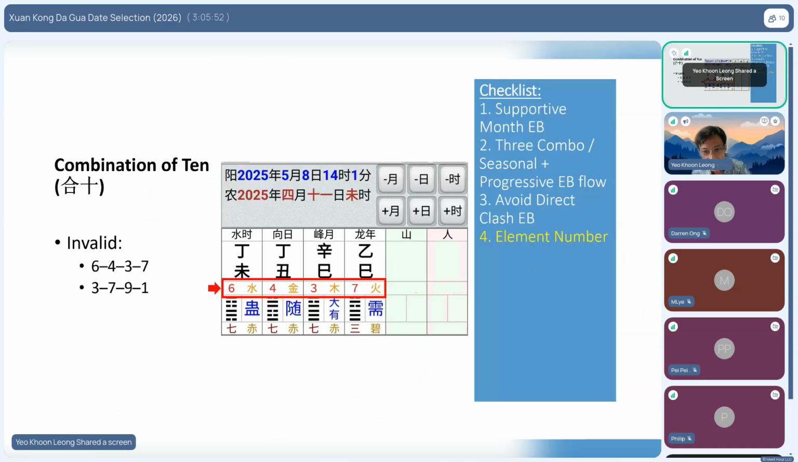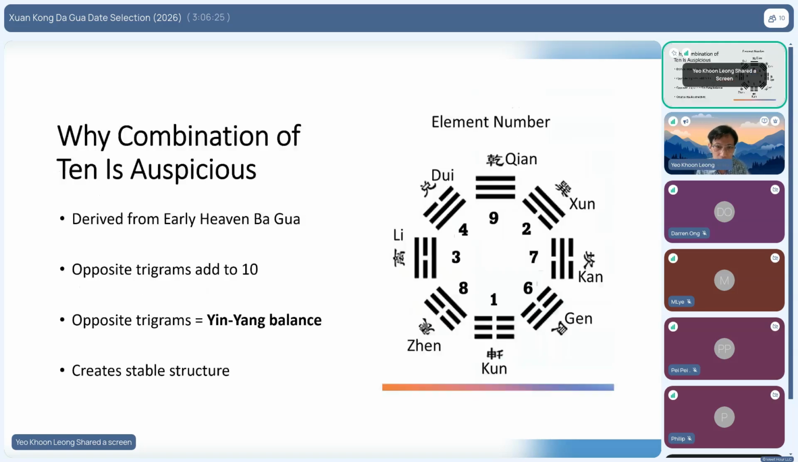So things like 6-4, I know 6-4 adds up to 10, 3-7 adds up to 10. Now this is not combination of 10. This is a rojak combination of 10. Wrong, invalid. Or 3791 also cannot. 37 I know is the 10. 91 is a 10. This is a rojak. Not valid also. Too messy. Cannot form one stable structure. So we want a very stable structure, not a messy rojak structure. Clear?